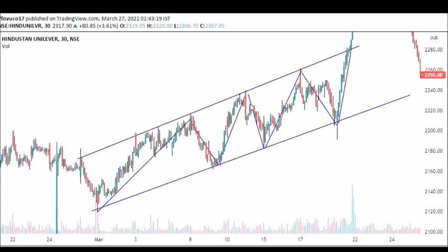So at points 4 and 5 you can look for strategy 1 to see if it works or not, and at these points, when the stock comes out of this zone, you can look for strategy 2 opportunities.